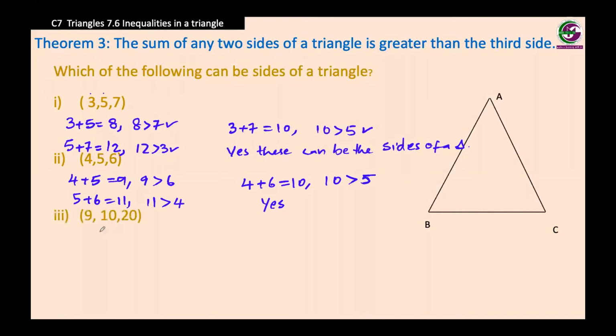Let us see another example. 9, 10, and 20. 9 plus 10 equal to 19, and 19 is not greater than 20, which means this can't be the sides of a triangle.